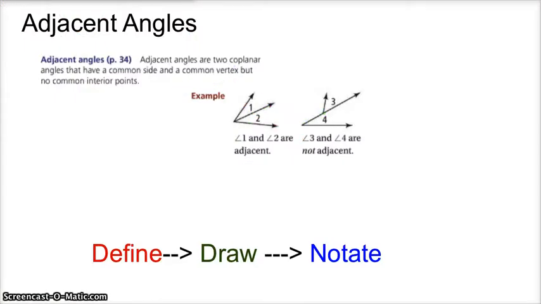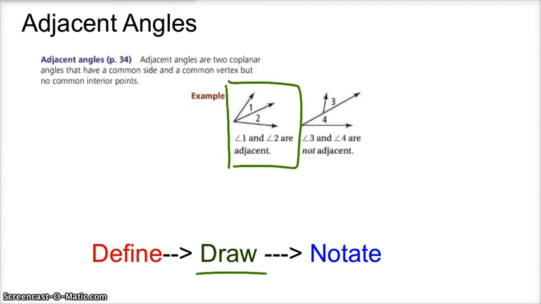Adjacent angles. Adjacent angles by definition are two coplanar angles that have a common side, a common vertex, but no common interior points. So there's your definition. Drawing them, your example would be one right here.